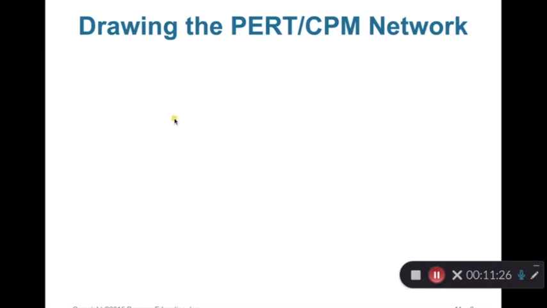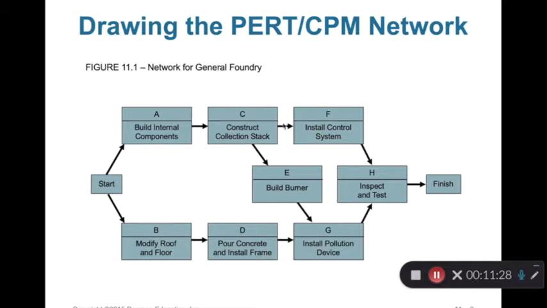Right? Let's look at this picture. This is the network for this example. You can see we put a start node and a finish node. So the start node means we're going to start a project. The finish node means we're going to finish the entire project. So for a network, you have to draw a start node and a finish node. And then you're going to put activity nodes, right?